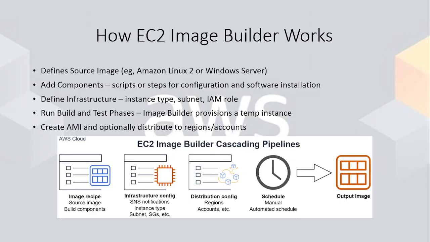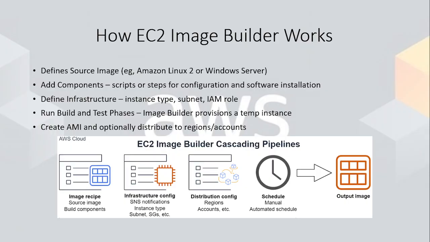You begin by selecting a source image like Amazon Linux 2 or Windows Server, which serves as your starting point. Next, you add components. This could be AWS managed components such as patch installers or your own custom scripts that install software, configure settings, or add security tools. Then you define your infrastructure configuration. This specifies the instance type, subnet, IAM role, and logging details that the build process will use.